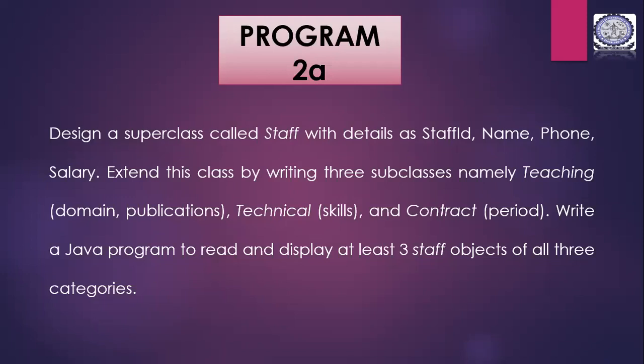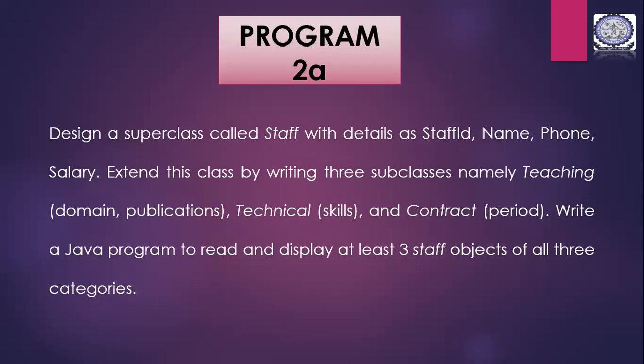And technical. This asks for the technical skills of the staff. So skills is a data variable that belongs to the subclass technical, which is a subclass or a derived class of the parent class staff. And contract. For how many days, months or years is this staff going to work for this particular college? Okay. So here the contract has a separate data variable called period. So period is a data variable belonging to contract, that is apart from staff ID, name, phone, and salary. Contract cannot use the data variable skills or the domain publication, and the same applies for each of the subclasses.